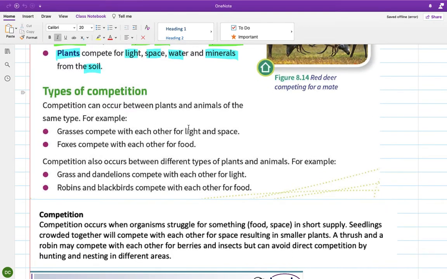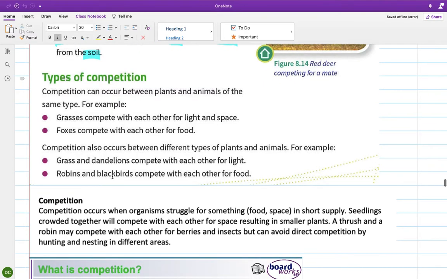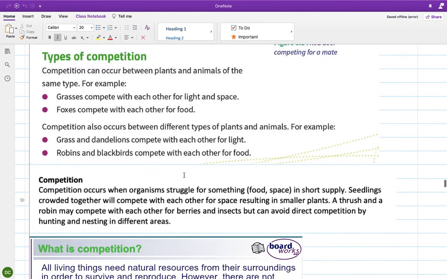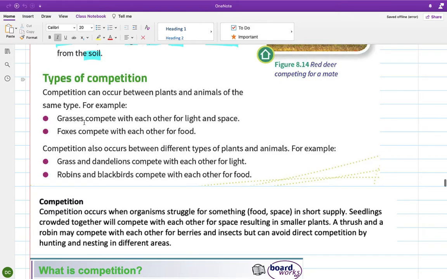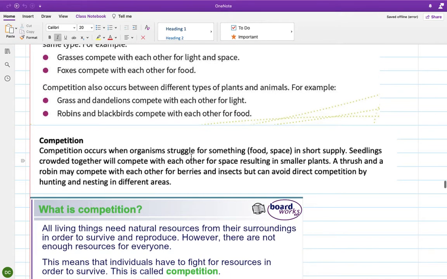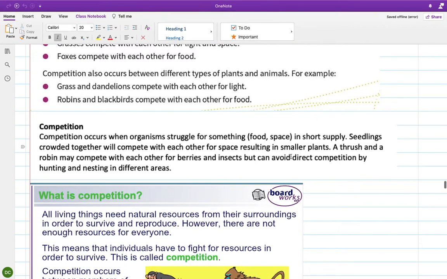So grasses compete with each other for light and space. Foxes compete with each other for food. So I've talked through some of these. Grasses and dandelions compete with each other for light. Robins and blackbirds compete with each other for food. Okay, so this is kind of the competition occurs between different types of plants and animals. So you can have the competition between the same plant or animal, or between different plants and animals, depending on what they're competing for. Again, different set of notes.